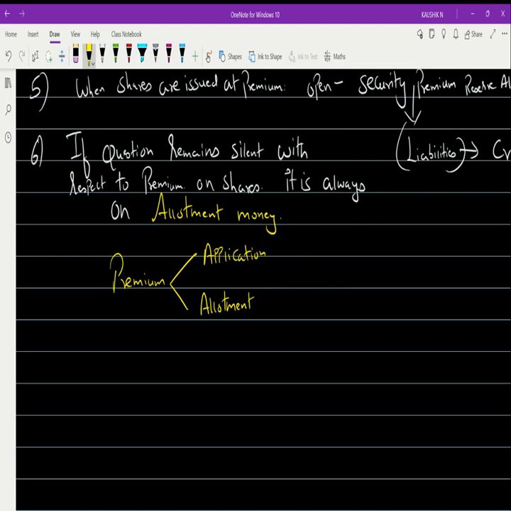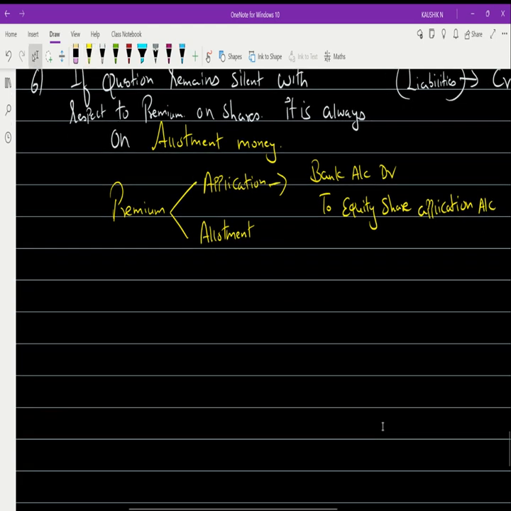If you have the premium on application, then the first entry you'll pass is bank account debit to equity share application account. So in the receipt entry, we won't show the premium. As application doesn't have any due, the next possible entry is the transfer entry. So you'll transfer it to share capital.